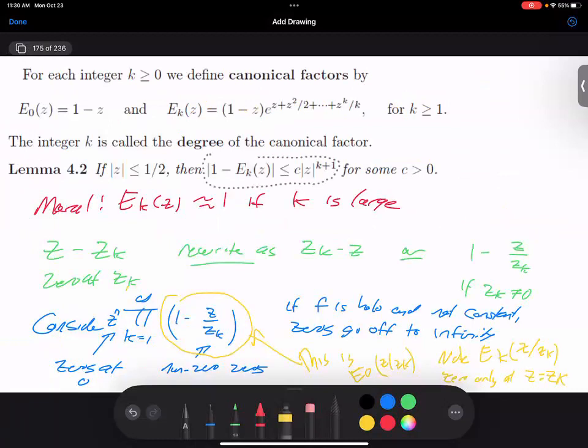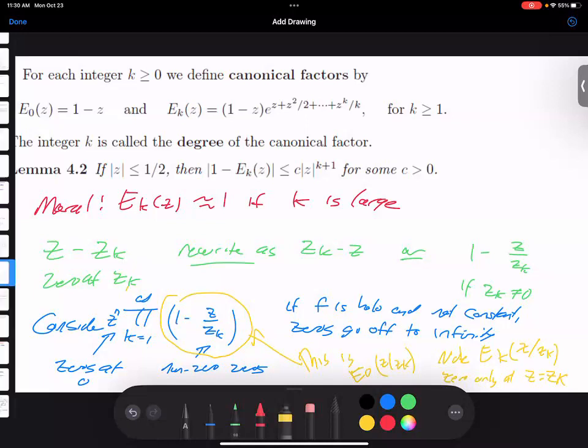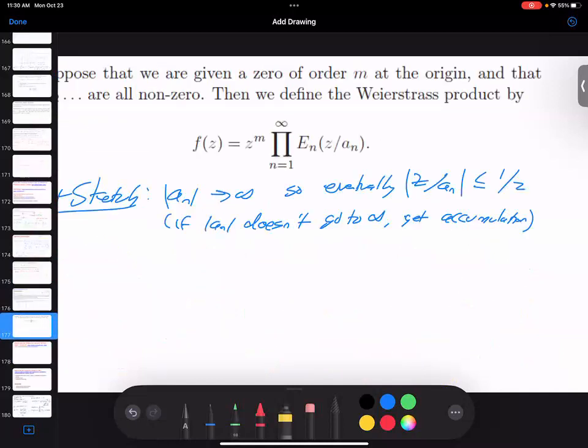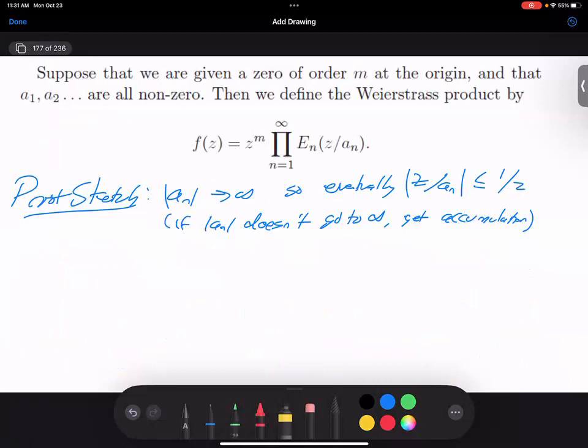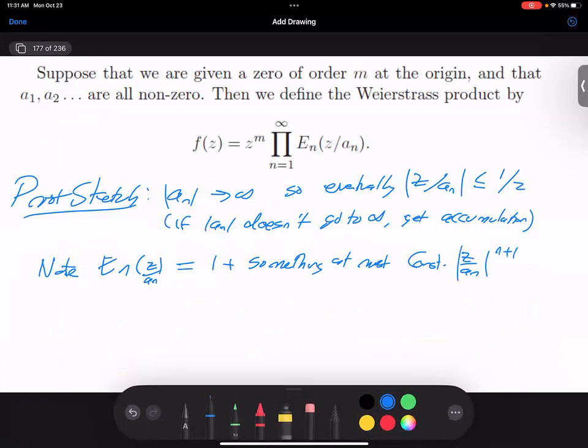And now we can use the result that was stated earlier. So hopefully this will work. All right. That 1 minus ek of z is at most some universal constant times z to the k plus 1. And so now, when we look at what's going on, the EKs are going to be extremely close to 1. So note, En of z is equal to 1 plus something at most a constant times z over an, I think it goes to the n plus first power or something like that.